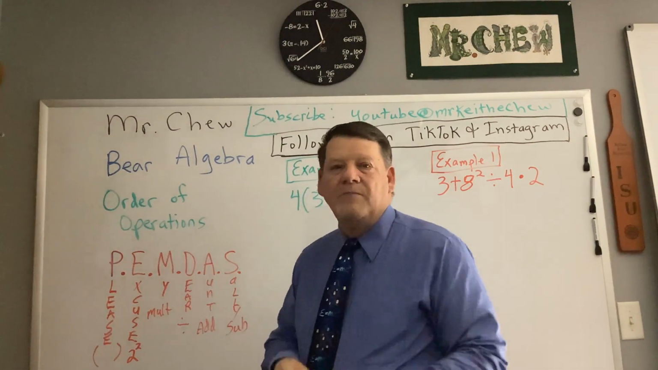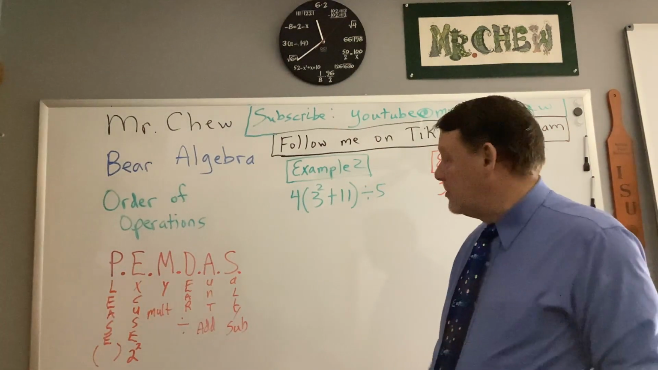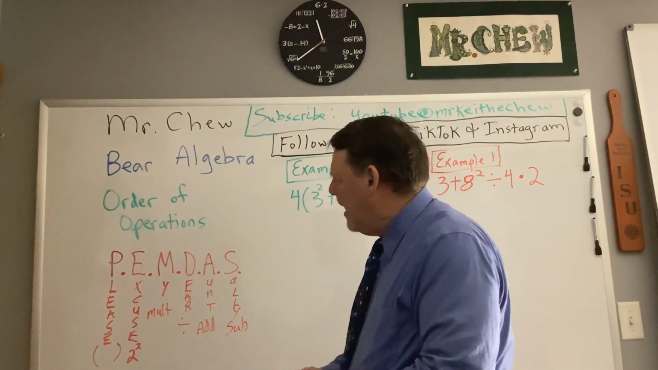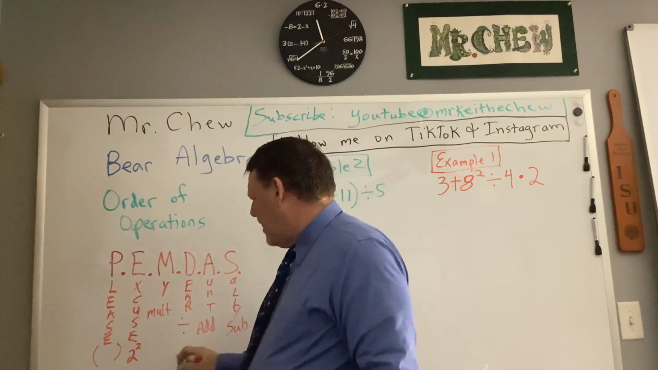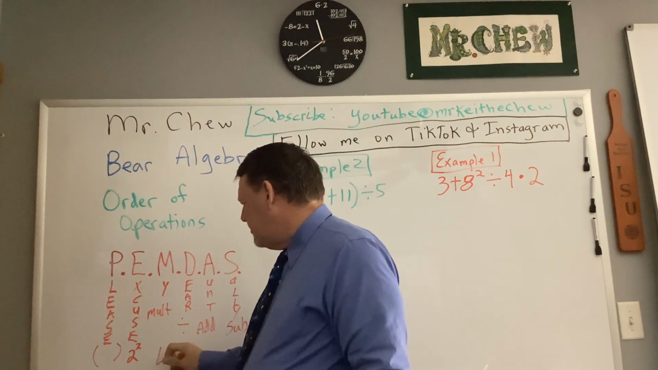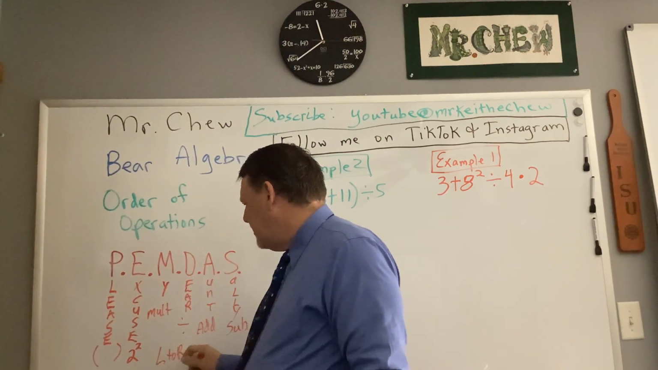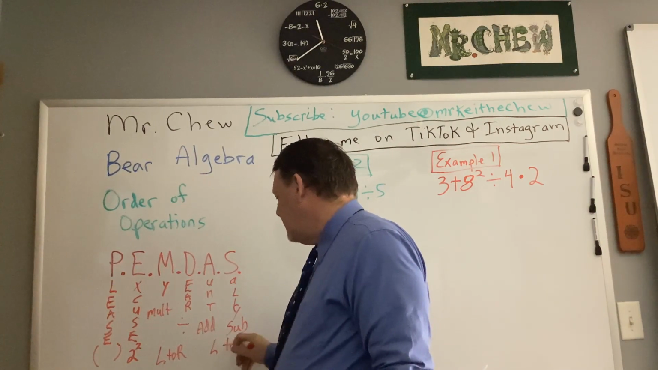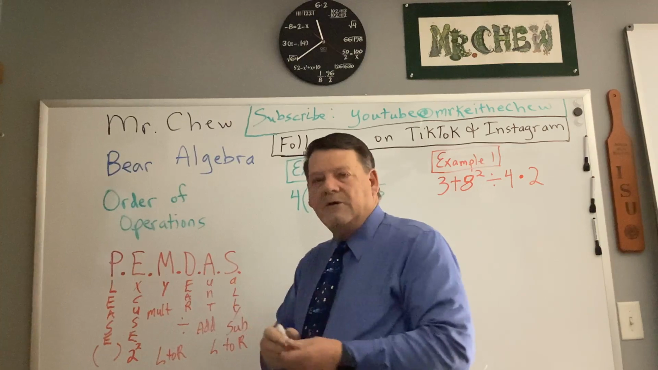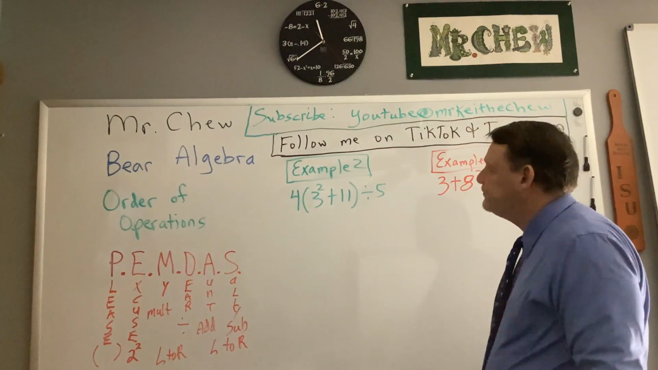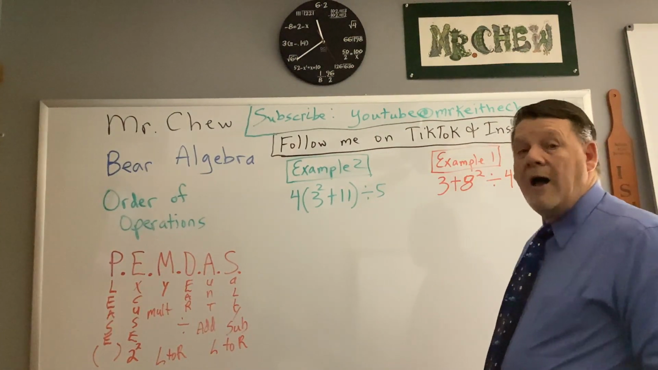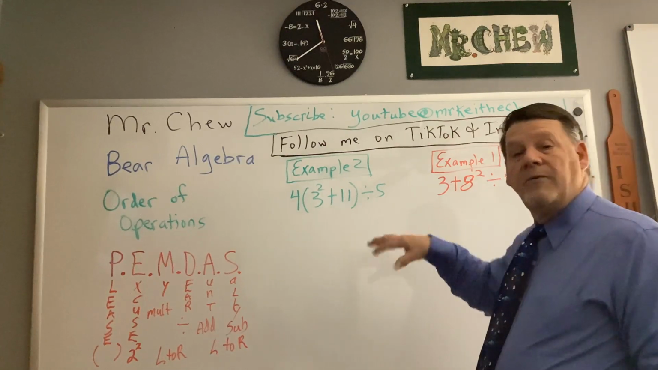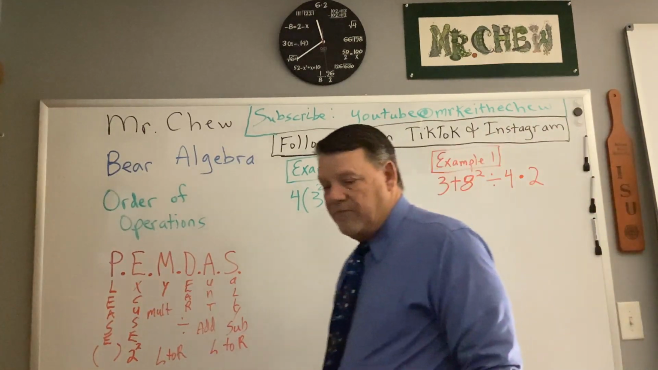So the problem that students sometimes have when they first learn this is that they don't realize that the multiply and divide go left to right, and the add and subtract go left to right. So let's look at some examples here. I'm going to do 2 examples, erase it, and then maybe do 2 more if we have time.